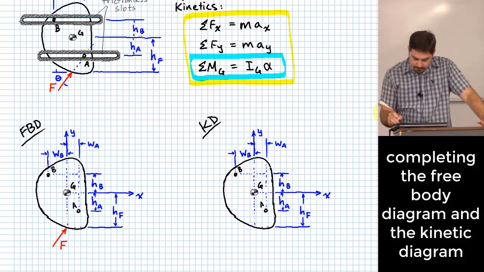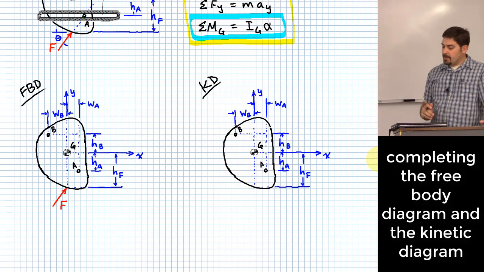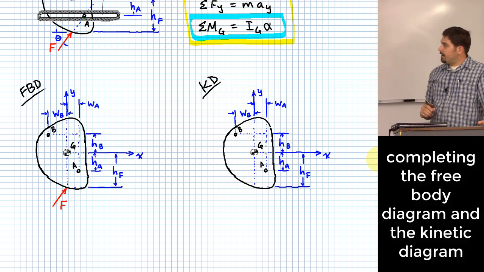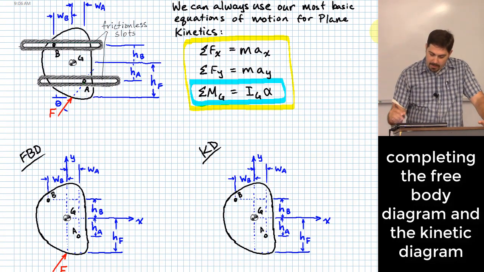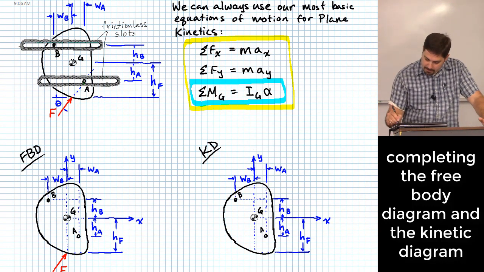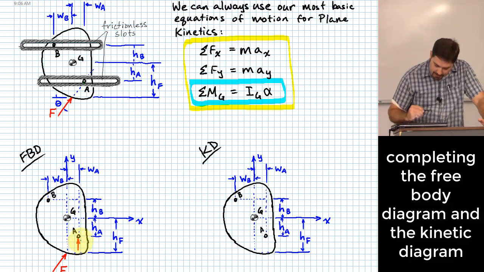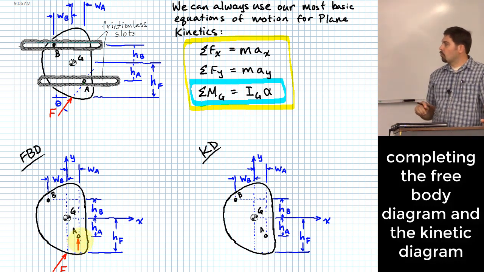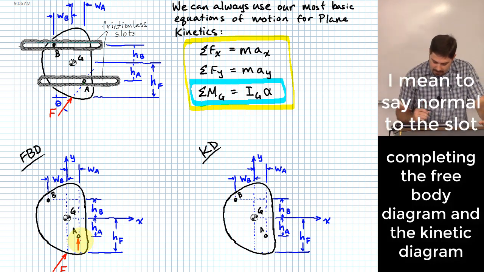So let me go ahead and look at this free body diagram. To complete that free body diagram, those pins, if those are frictionless slots, will each have a capacity to have a force acting normal to the pin. And so I might call this FA.